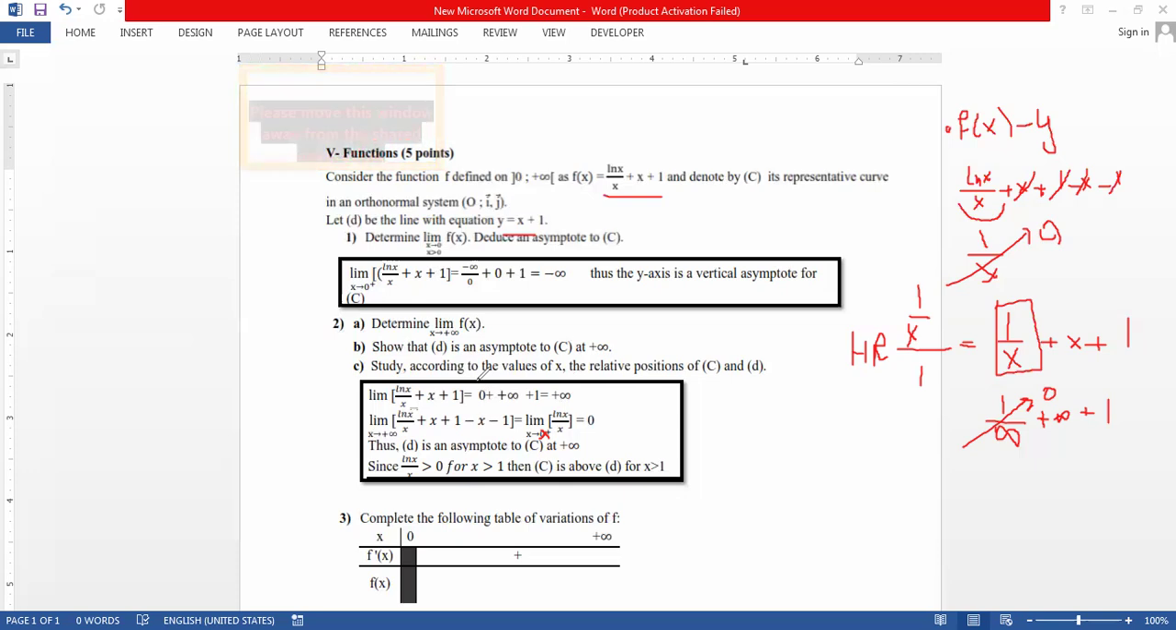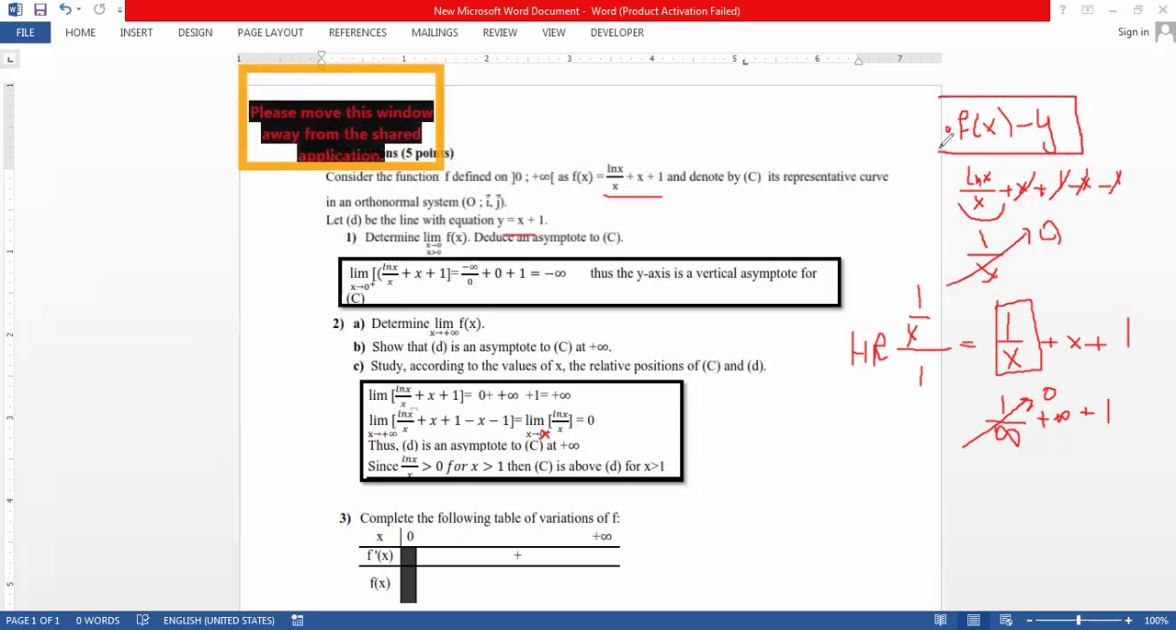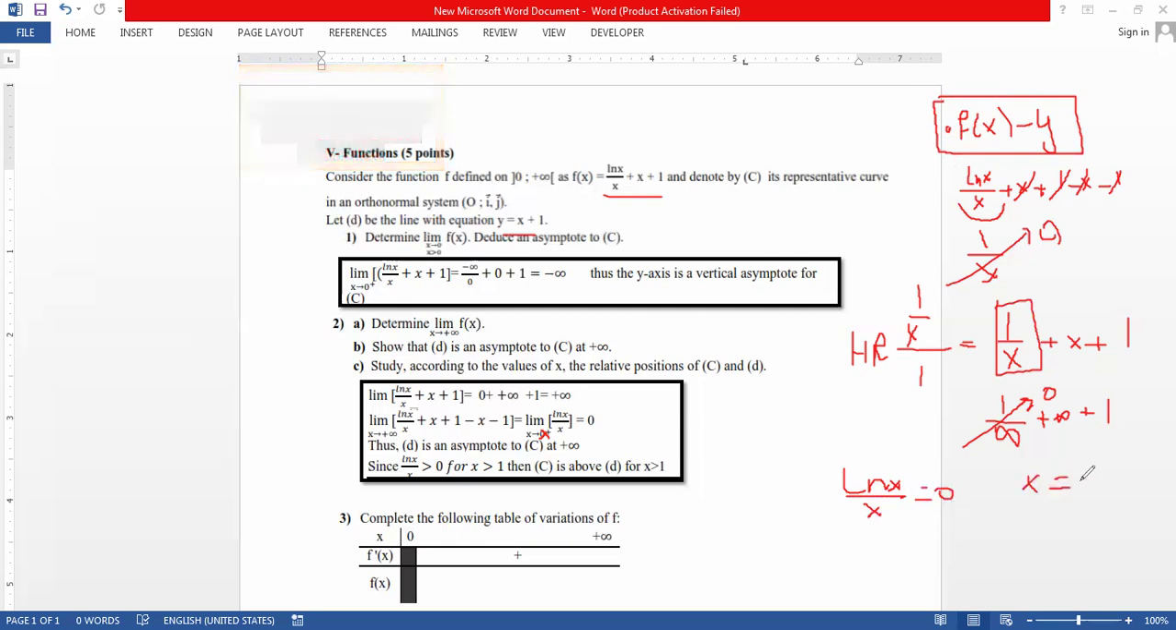Okay, now we need to tell the relative position of the curve and D. How do we do this? After finding f of x minus y, we need to discuss the answer, if it's positive or negative, if it has a root or not, okay? So we take the answer of f of x minus y, which is ln of x over x, and we put it equal to 0. Of course, we're going to take the numerator, ln x equals 0 when x equals 1.